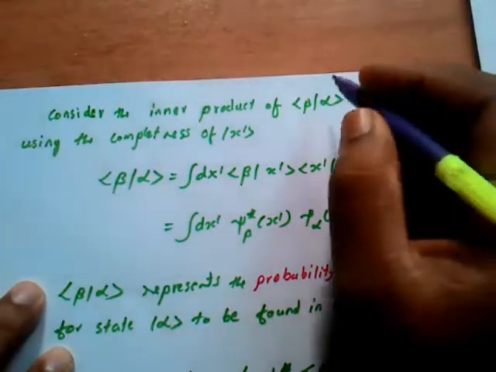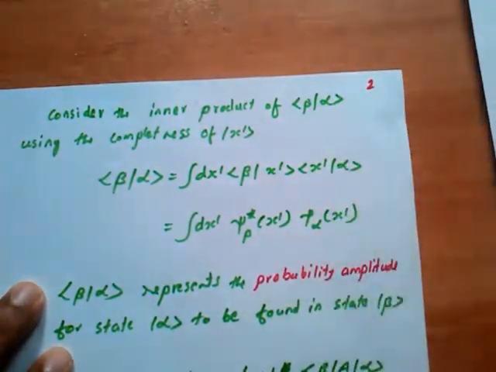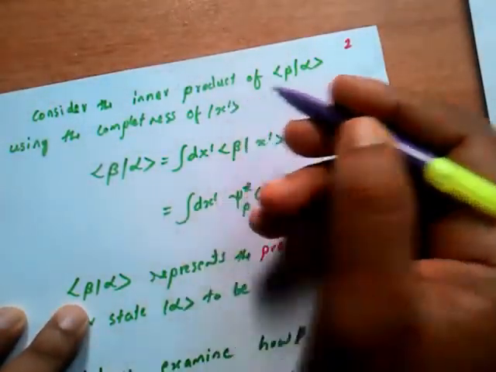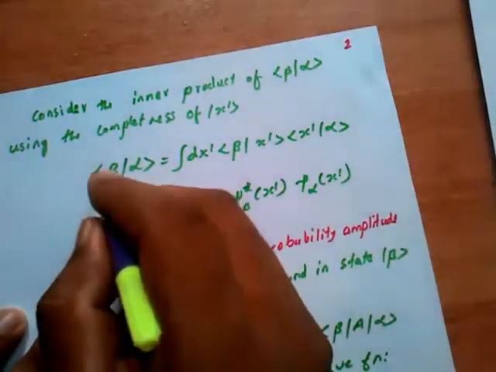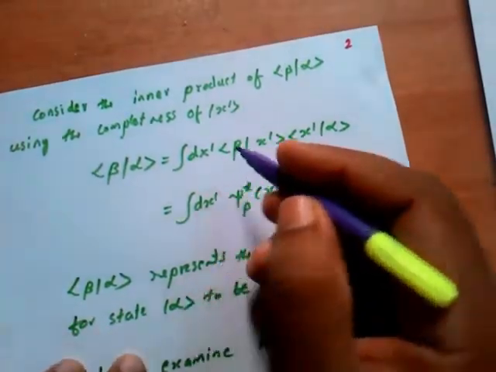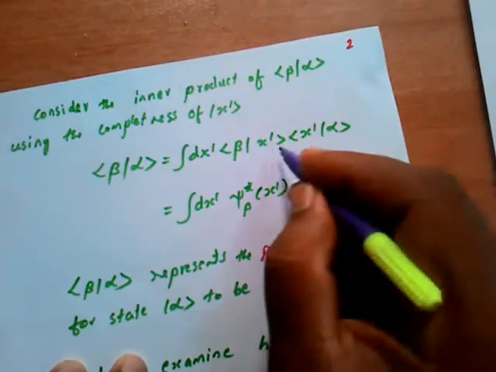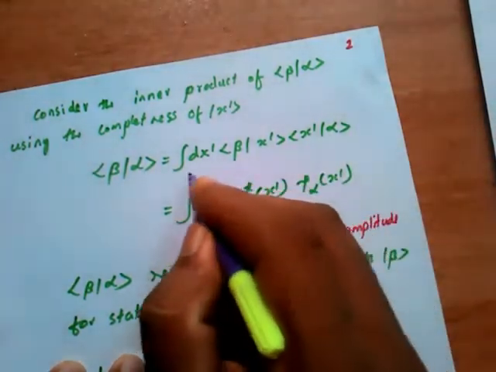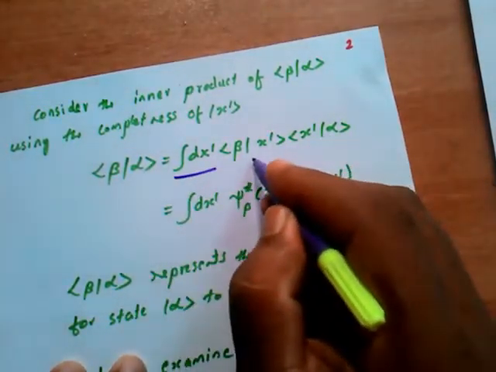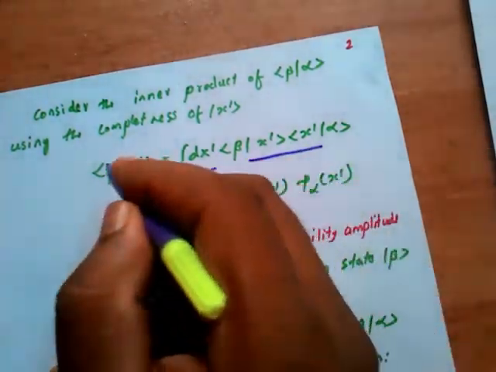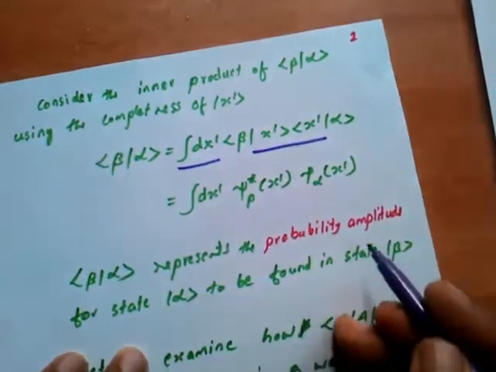Let us consider an inner product of beta alpha using the completeness relation of x dash. That is, beta alpha we can represent as integral dx dash, beta x dash outer product of x dash alpha. This integral dx dash outer product of x dash equals 1. So we can represent beta alpha in this form.